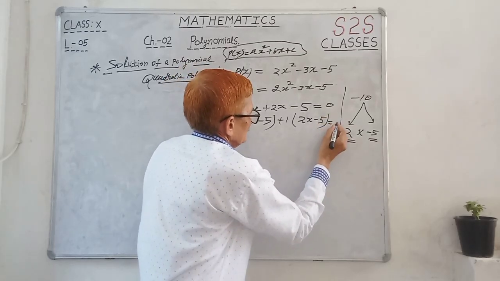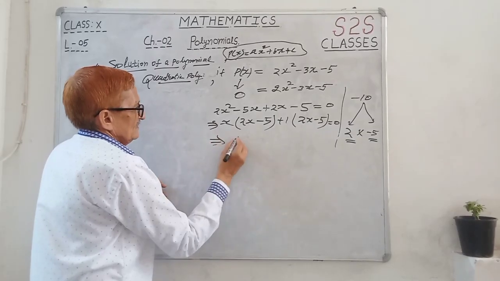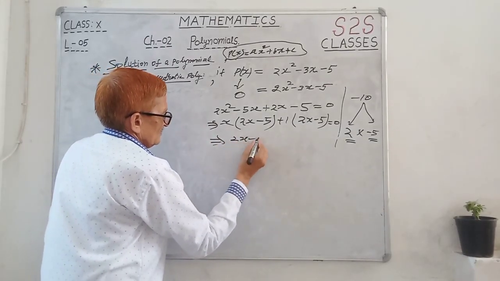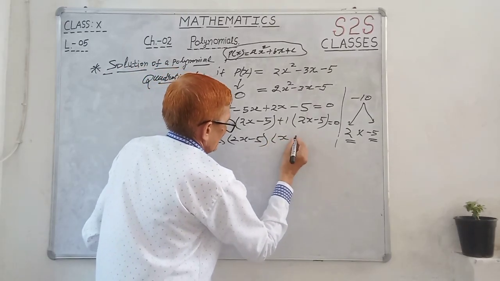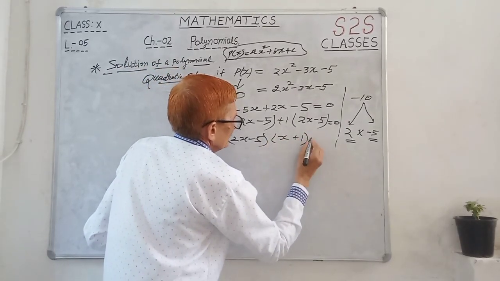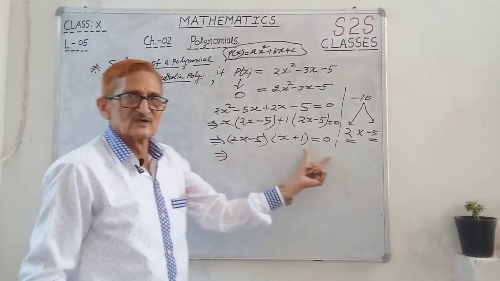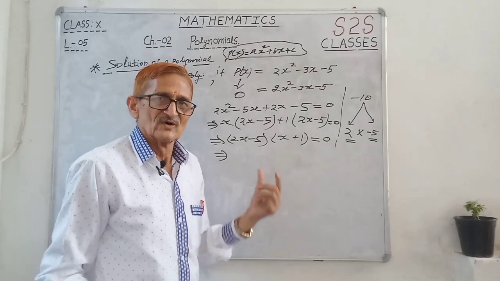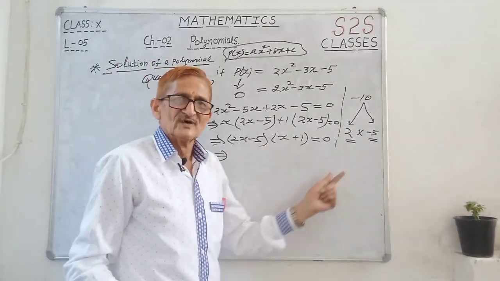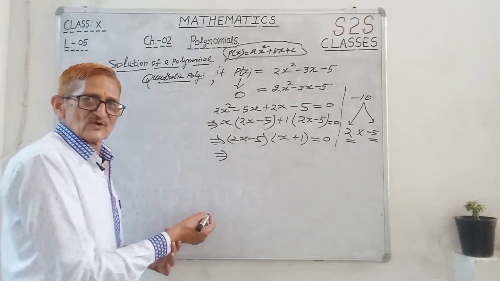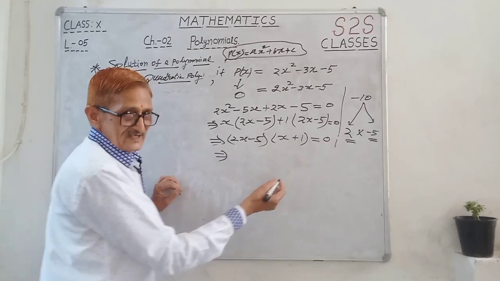is equal to 0. After that, these two factors, 2x minus 5 and the other factor x plus 1, is equal to 0. So here two factors are equal to 0. So each factor we put 0. This may be 0 because the product of two numbers is equal to 0, then maybe this is 0, maybe that is 0, maybe both are 0. 0 into 0 is also 0, or 0 into any other number.